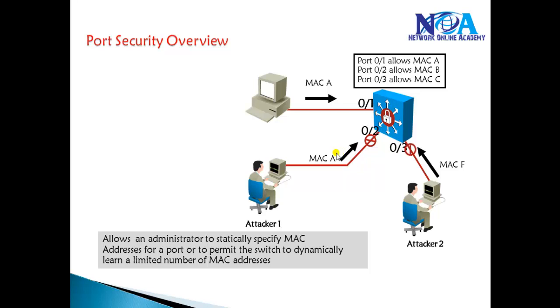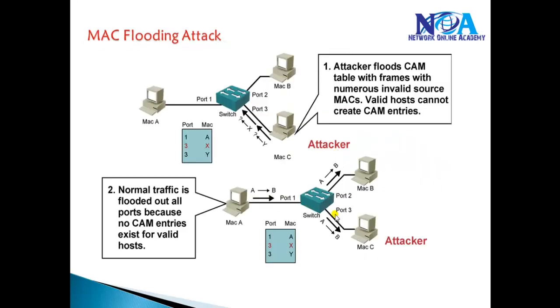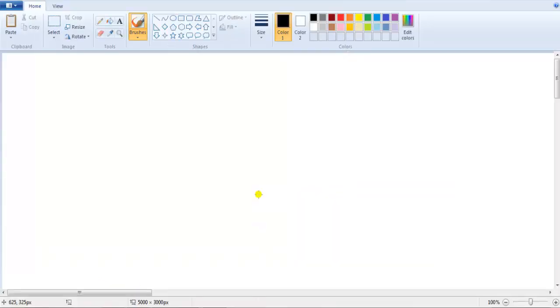So first let's try to understand what a MAC flooding attack is. A MAC flooding attack is a method where an attacker tries to send innumerable invalid source MAC addresses, and it's going to flood the MAC table with those invalid source MAC addresses. So let's try to understand how it works generally.